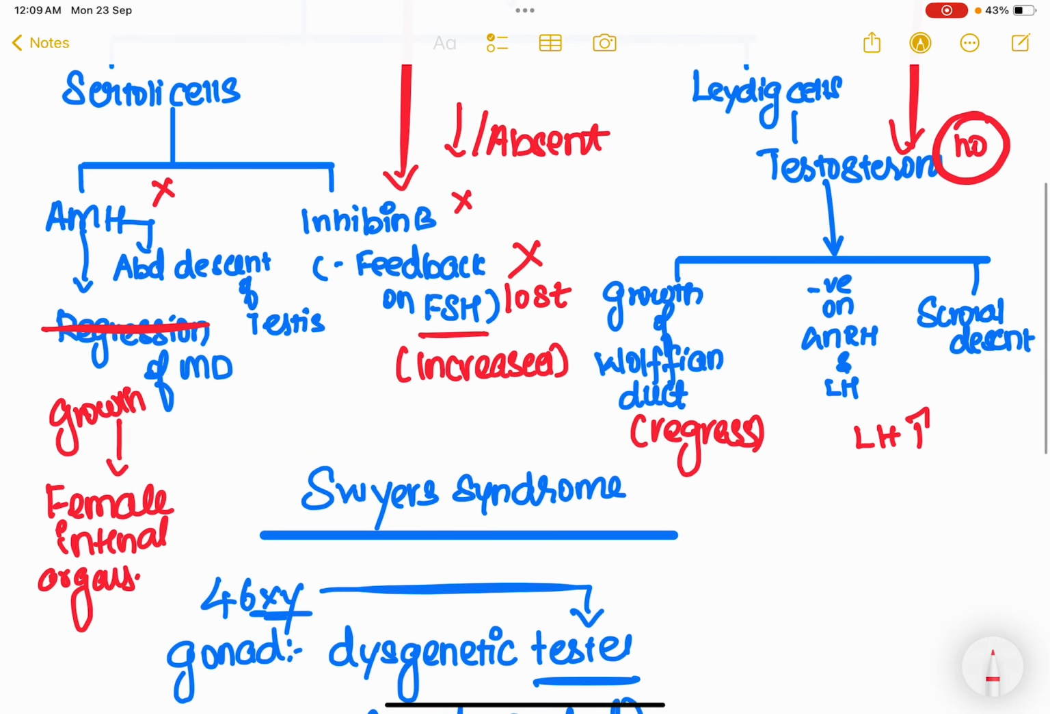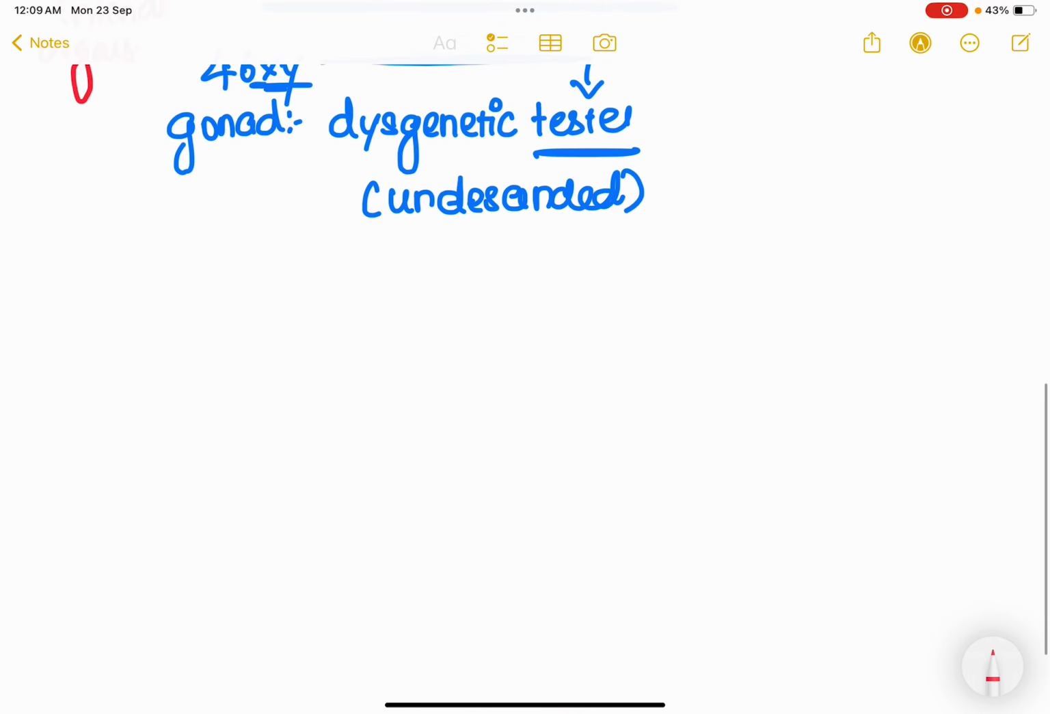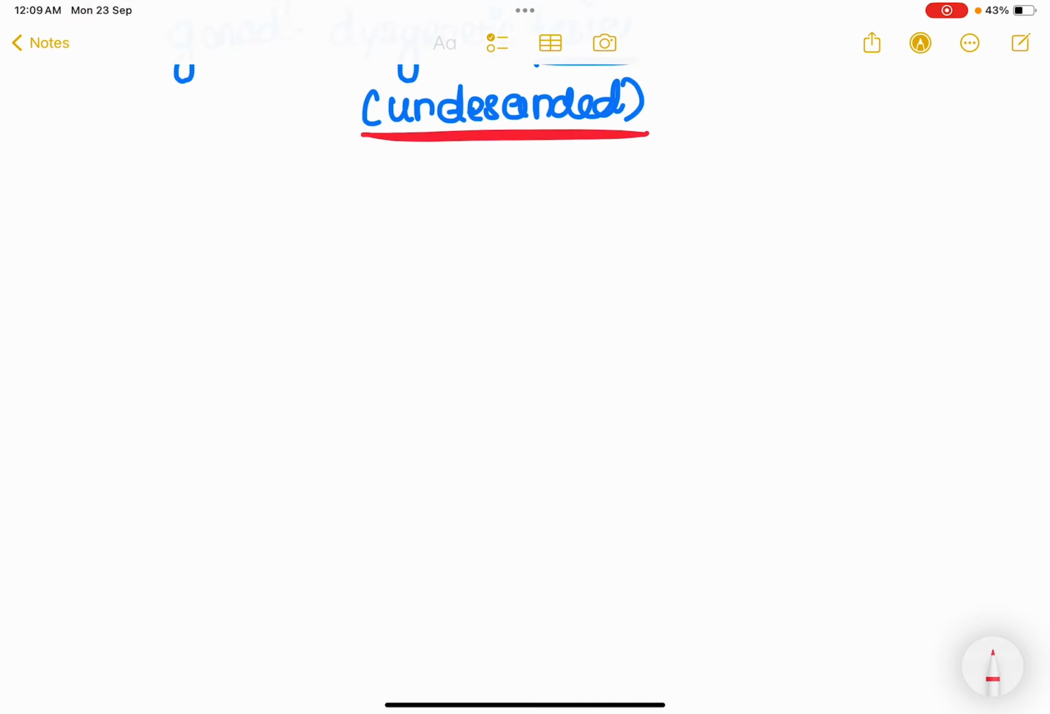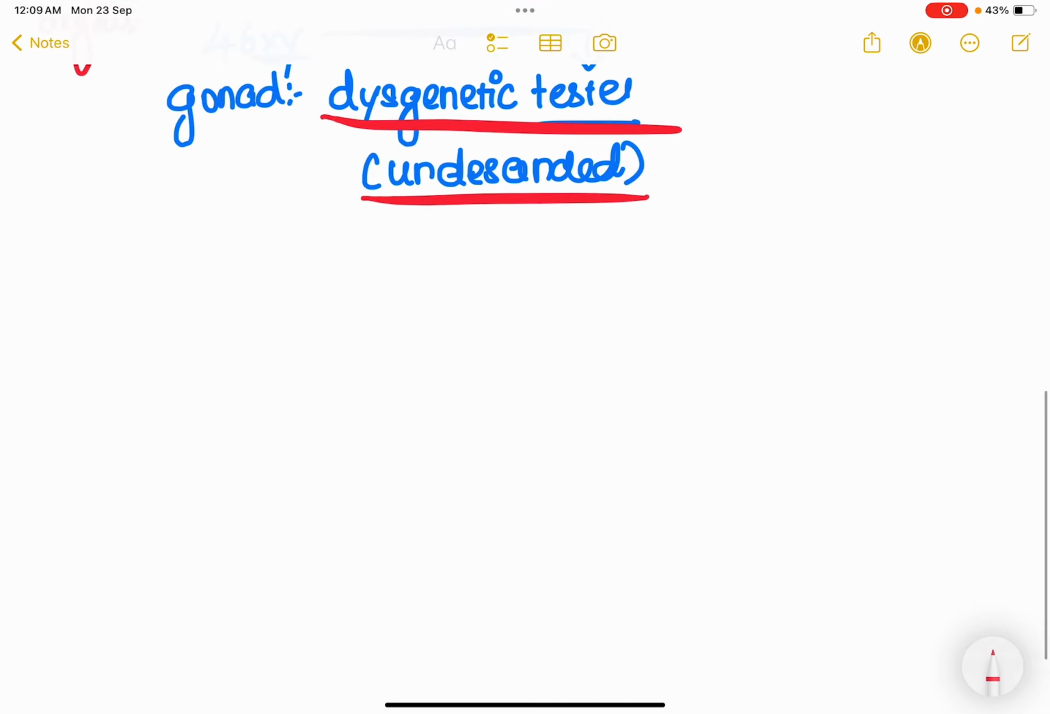And for the proper scrotal descent of the testis, testosterone is very important. Since the testosterone is absent in patients of Swyers syndrome, there is going to be undescended testis. Is that clear? Okay, so now with that, we will discuss the features of Swyers syndrome. So the gonad is going to be an undescended dysgenetic testis.